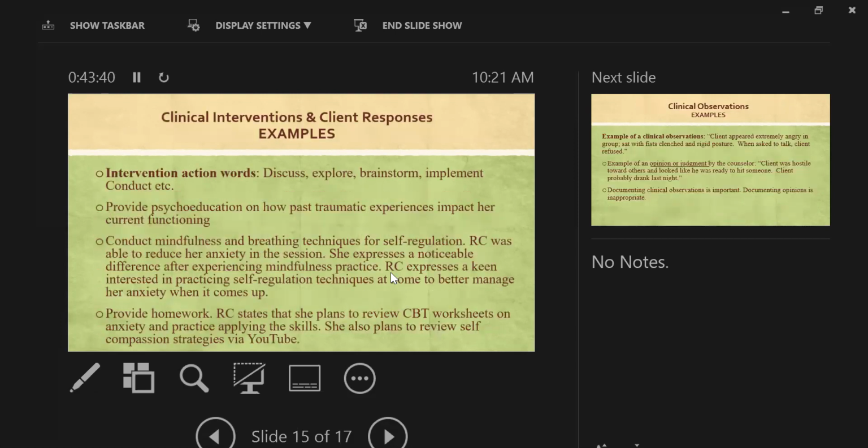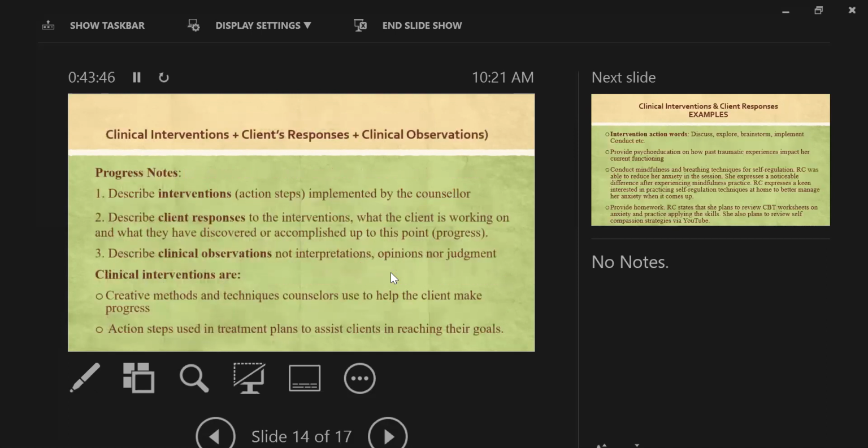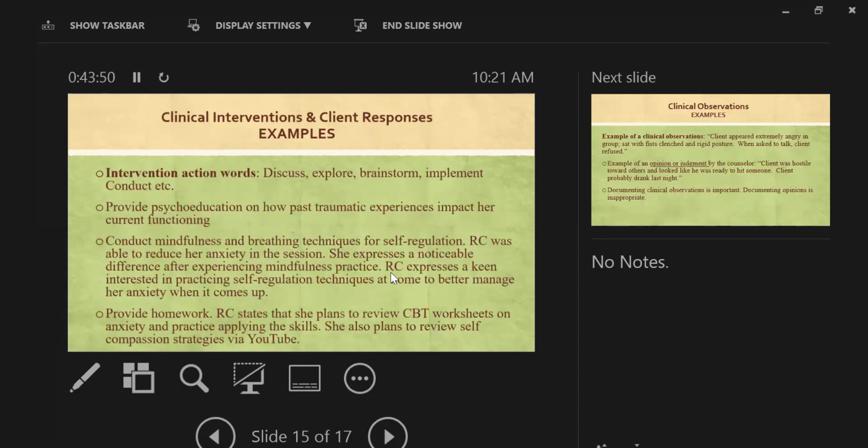Okay, so here it is. First is interventions, a clinical intervention in our notes. Then clients' responses and clinical observations. Okay, clinical interventions use an action word: discuss, explore, brainstorm, implement, conduct, etc.